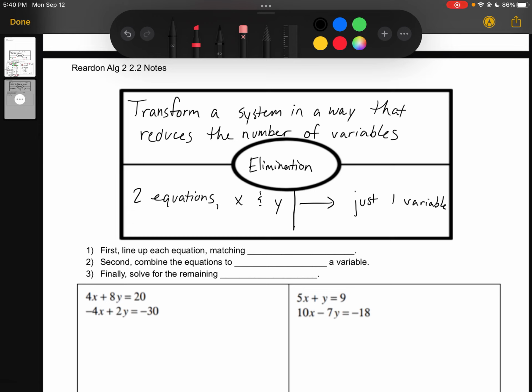So first what we want to do is we want to line up each equation matching our like terms. Second, we want to combine the equations to eliminate a variable. It doesn't matter which variable, you get to choose here. Sometimes there's a better strategic choice, but you get to choose. And then finally solve for the remaining variable.